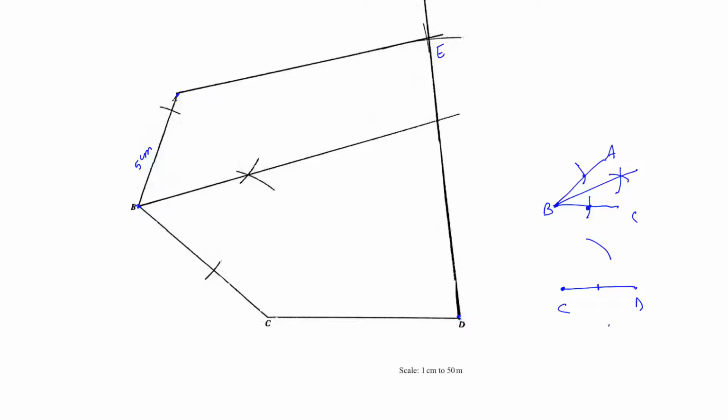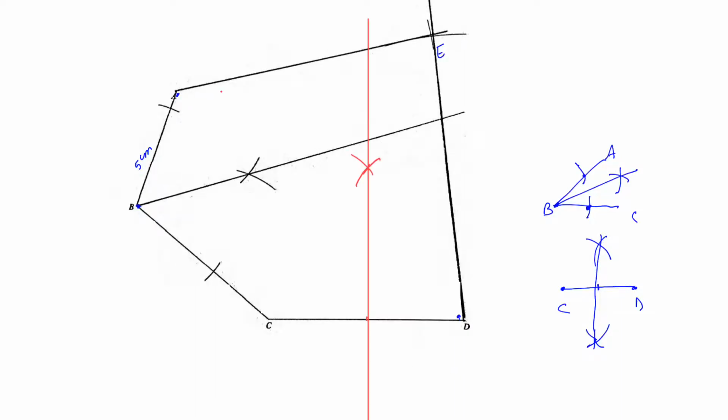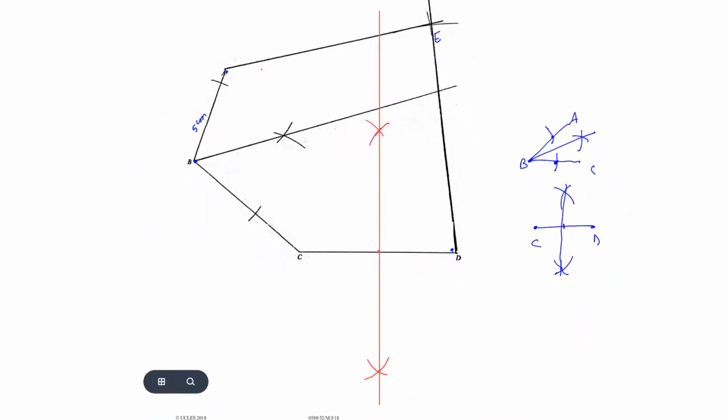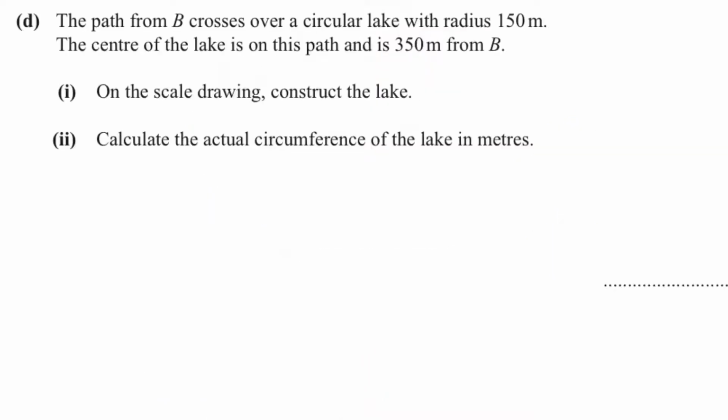Make an arc here and an arc here. With the same length of the compass, cut the arcs. Join them together and you will get your line bisector. So this is how your line bisector will look like. Okay, so we are done with that part of the question.